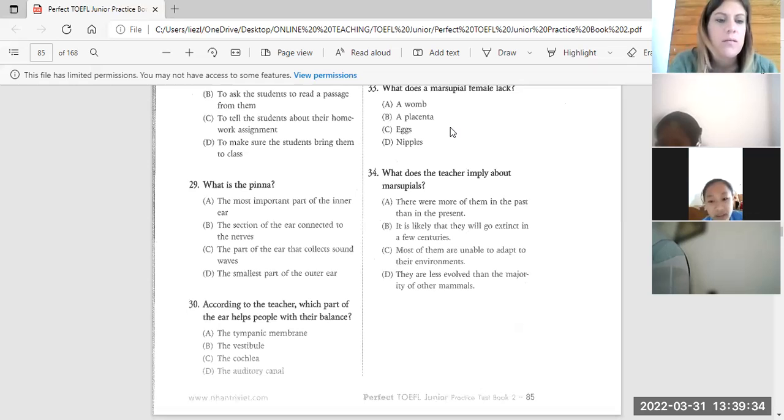Is imply mean say about. Yes, good. Now, what does she say about them? Indicate about them. Okay, there were more of them in the past than in the present. It is likely that they will go extinct in a few centuries. Most of them are able to adapt to the environment. They are less involved than the majority of other mammals. Okay, let me keep on reading for you.